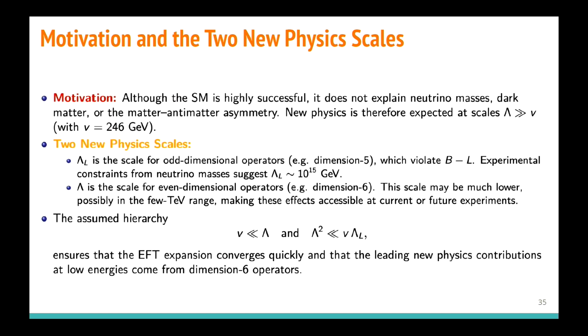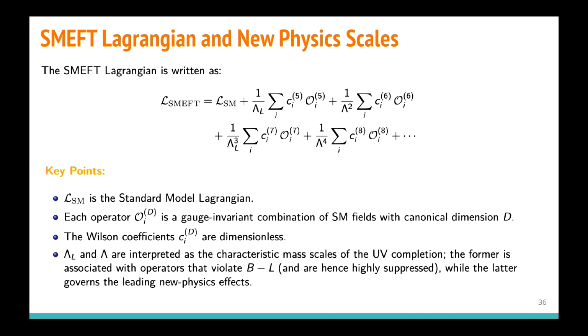So we can have access to these kinds of scales at current facilities or in immediate future experiments. We assume these hierarchies: V is much less than lambda, and lambda squared is much less than V times lambda L. These two hierarchies ensure that the expansion converges quickly, and the leading new physics contributions in the weak regime come from dimension 6 operators. Here I have written the Lagrangian in a slightly different way, so I have two different scales.